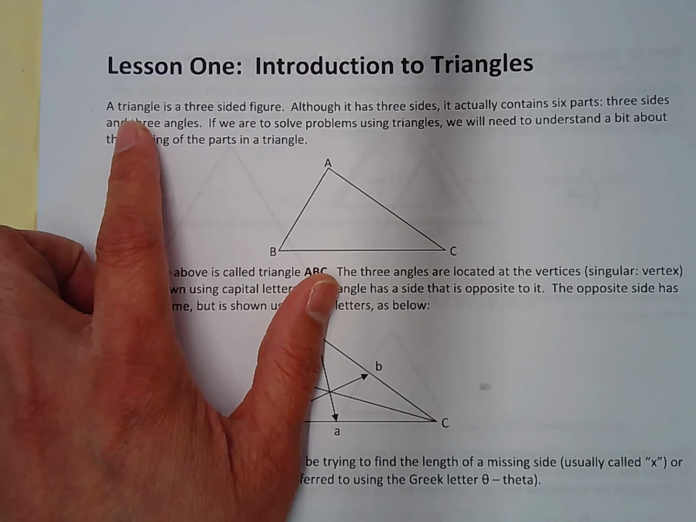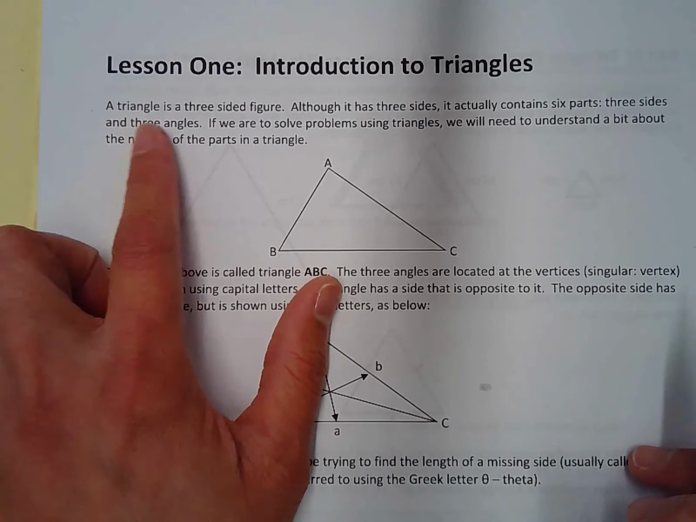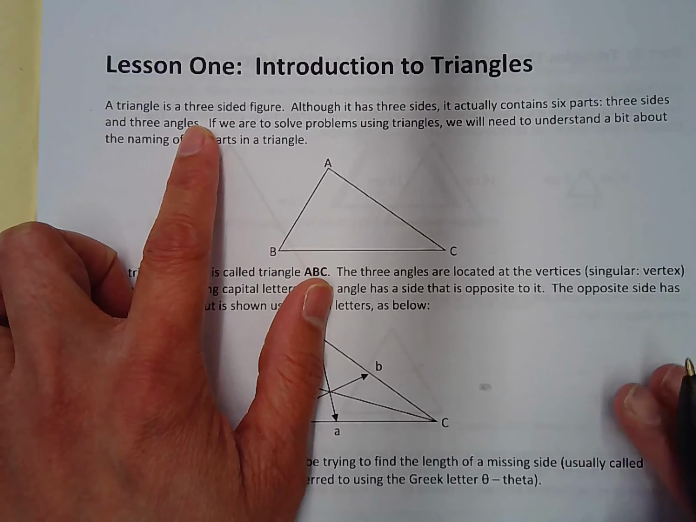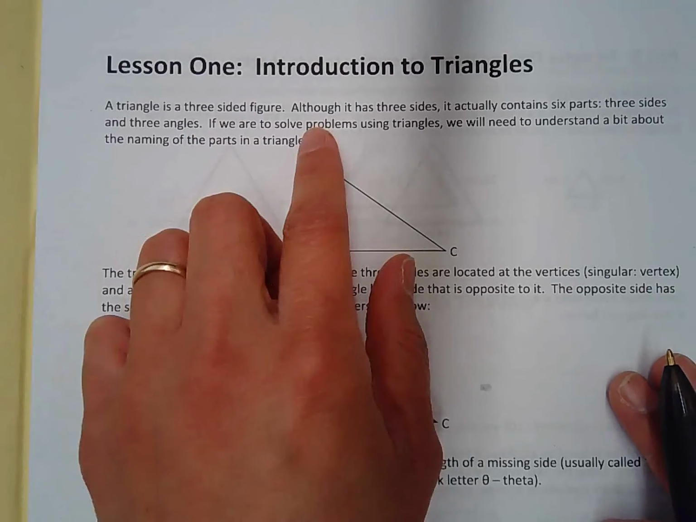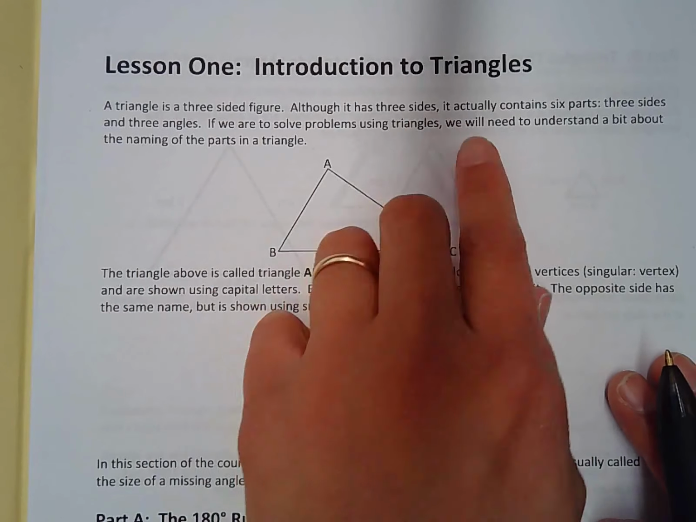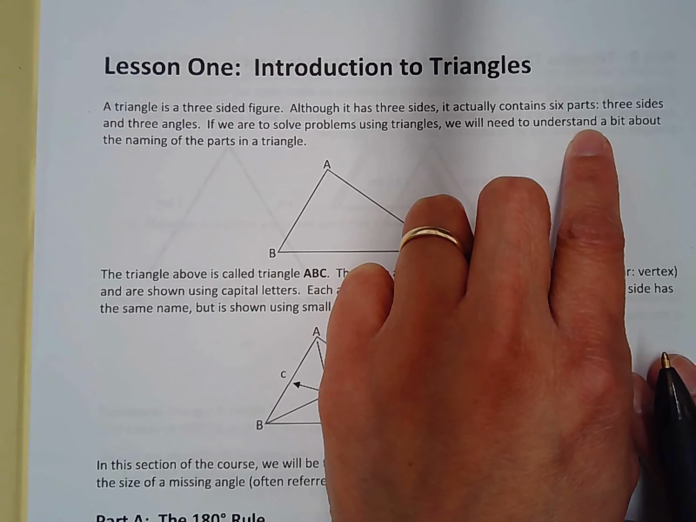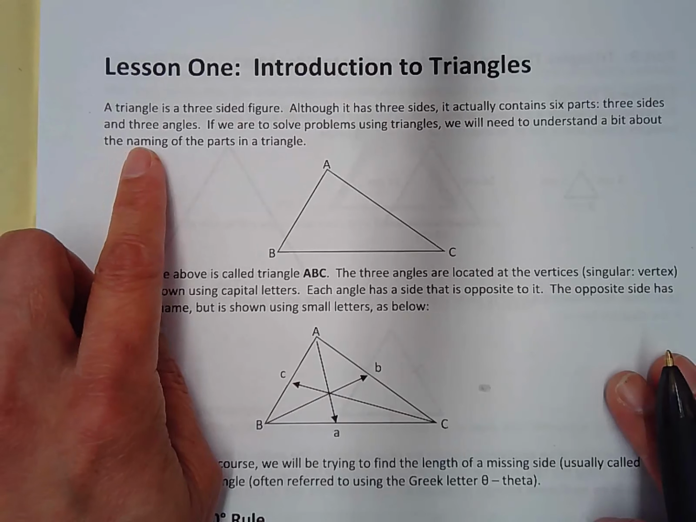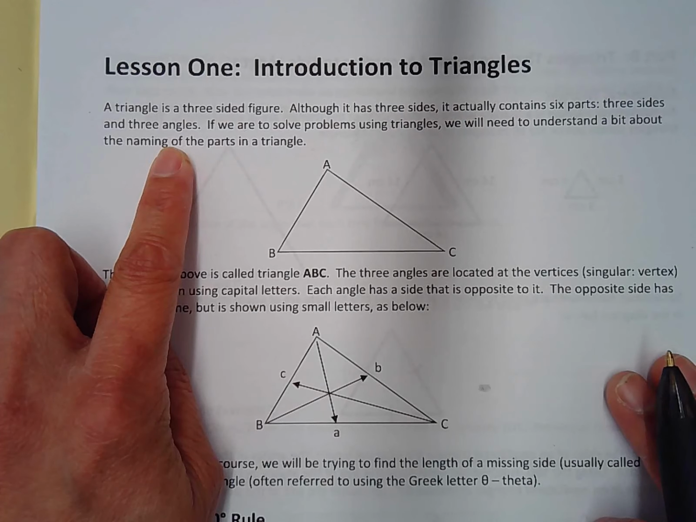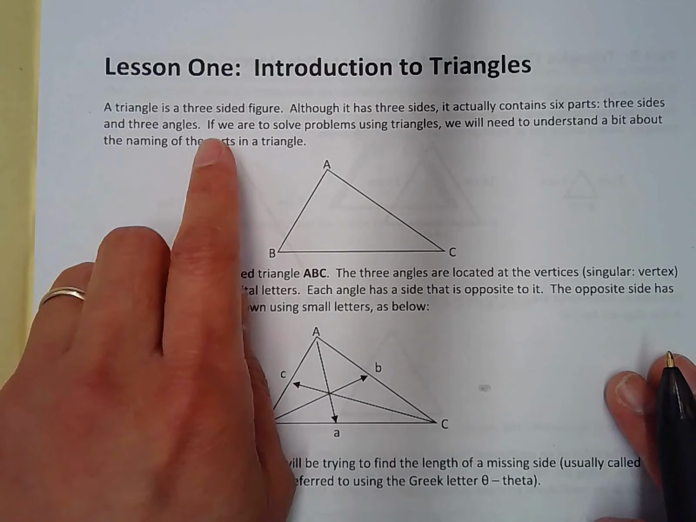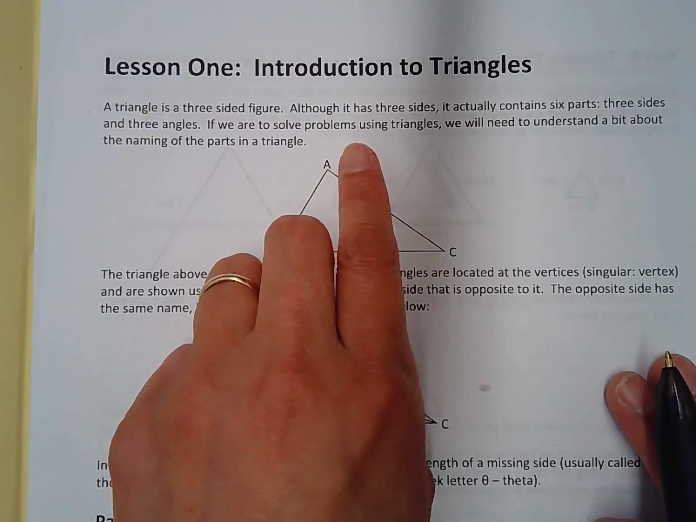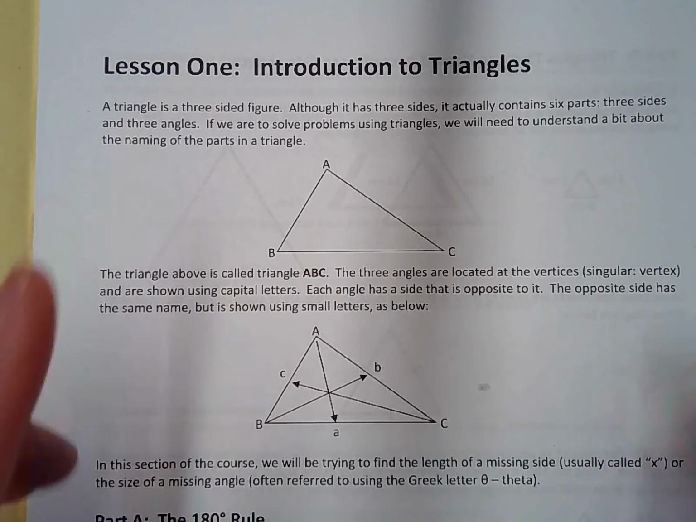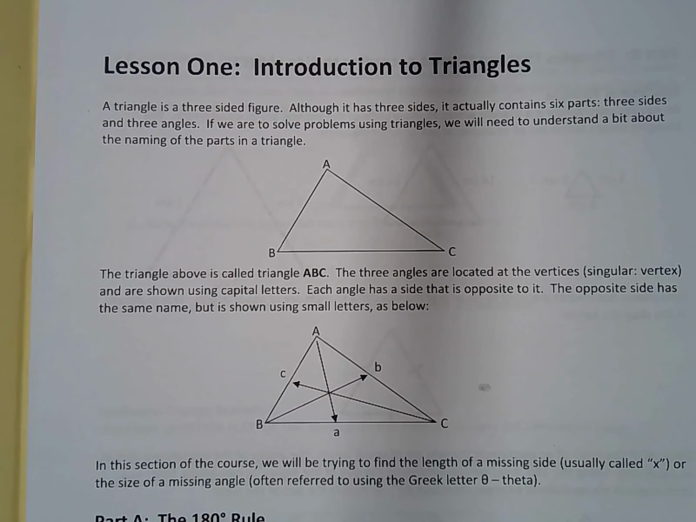So we know this already. A triangle is a three-sided figure. We know that from way back years. Although it has 3 sides, it actually contains 6 parts because it has 3 sides and 3 angles. So if we are to solve problems using triangles, we will need to understand a bit about the names of the parts of the triangle.